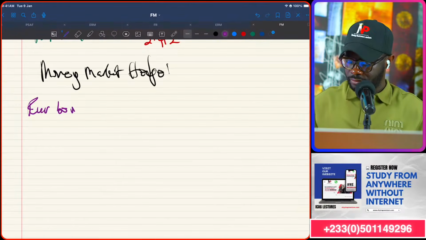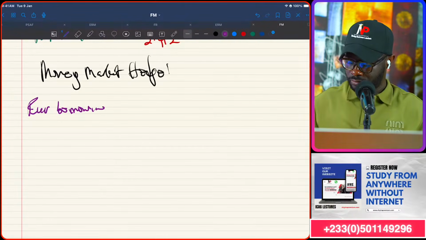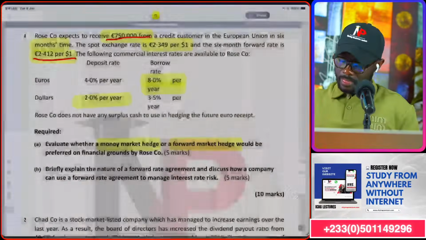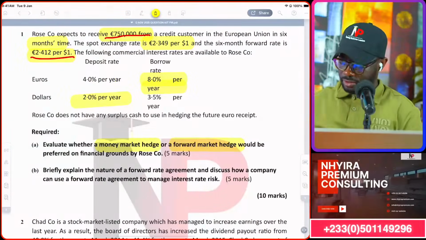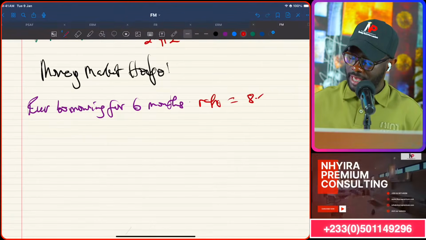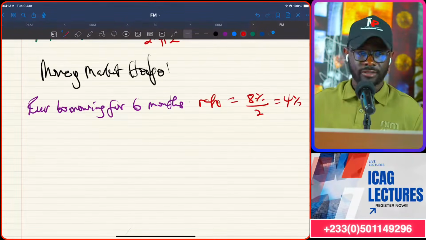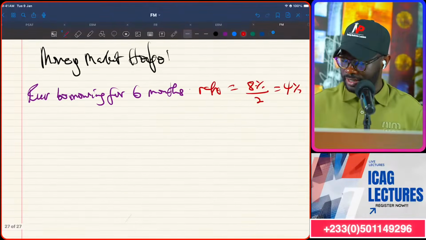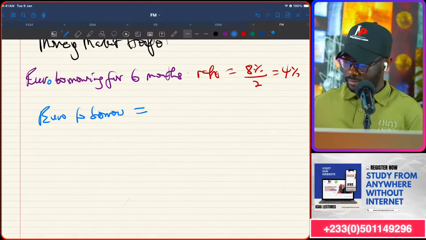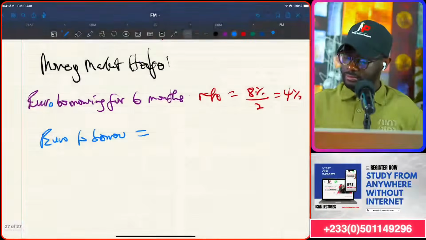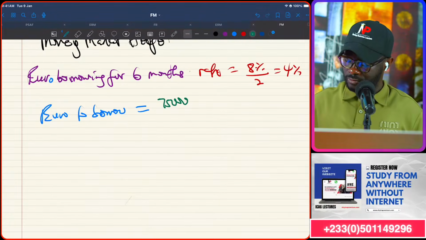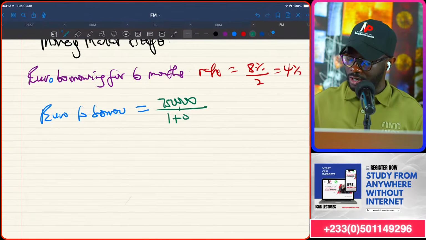So euro borrowing for 6 months. Now, the interest rate they've given is per annum. So the 6 months rate will be what? 8% over 2, which is going to be 4%. So the euro to borrow will be the 750,000 divided by 1 plus R. So 1 plus 0.04.